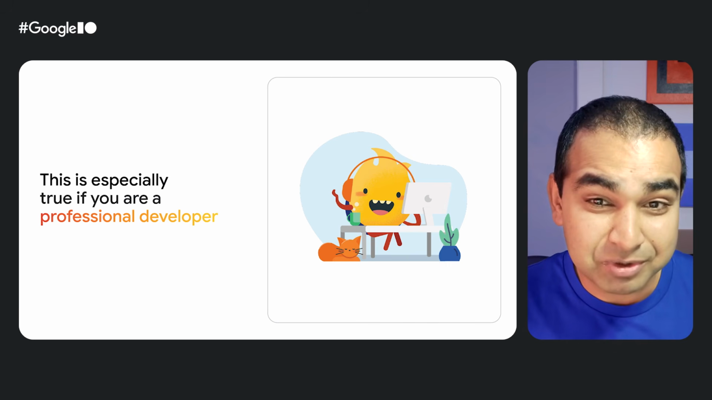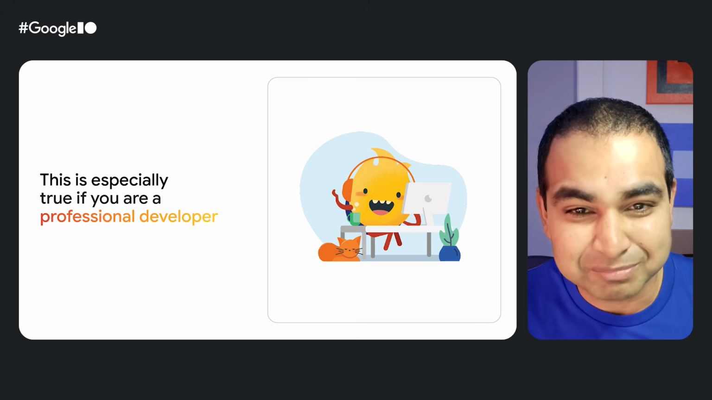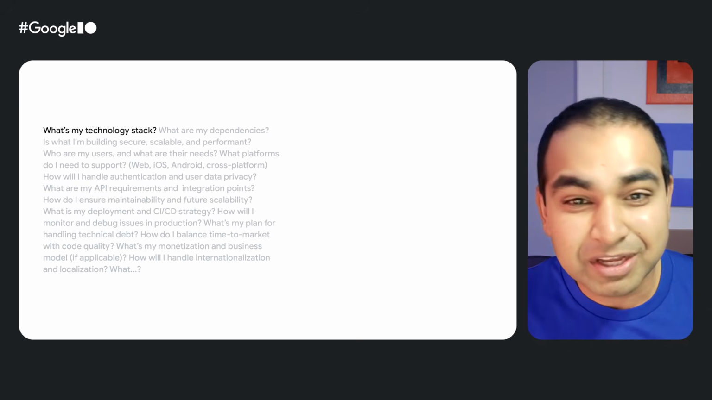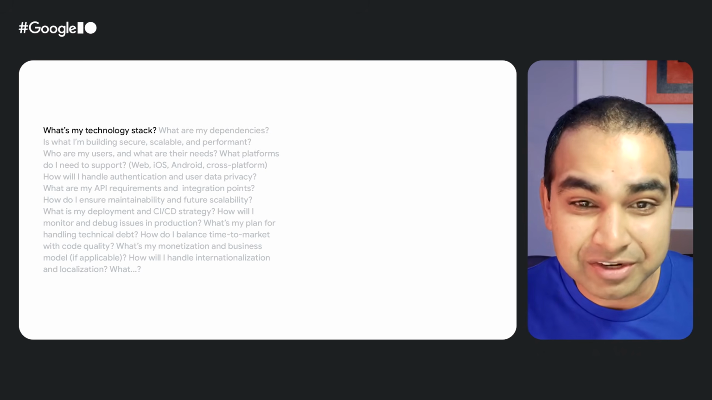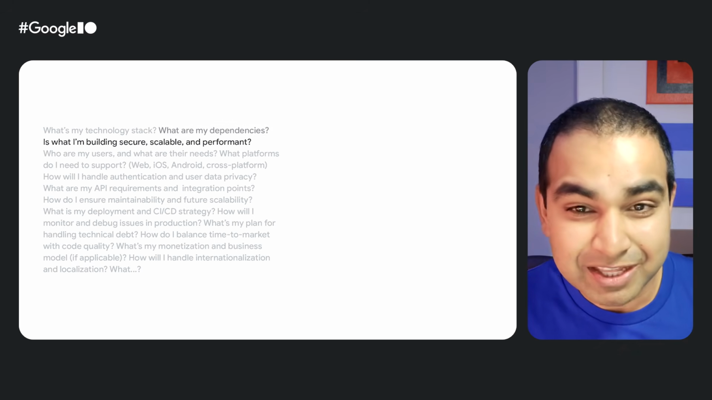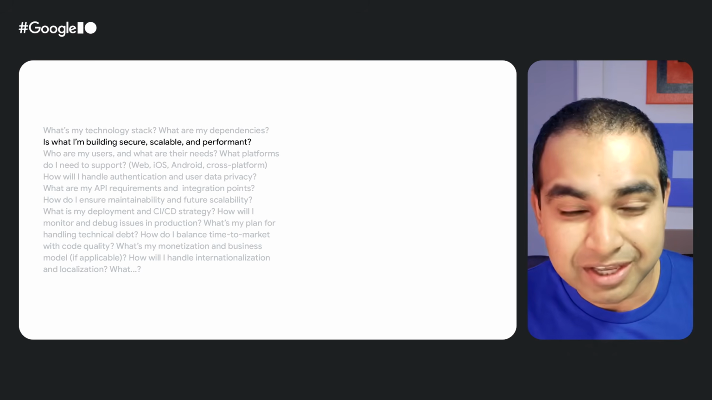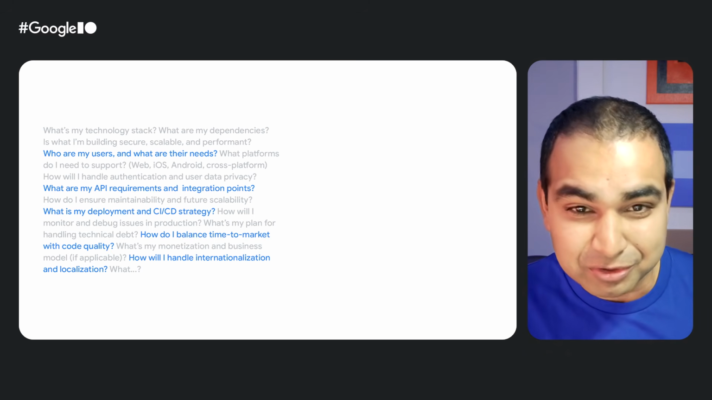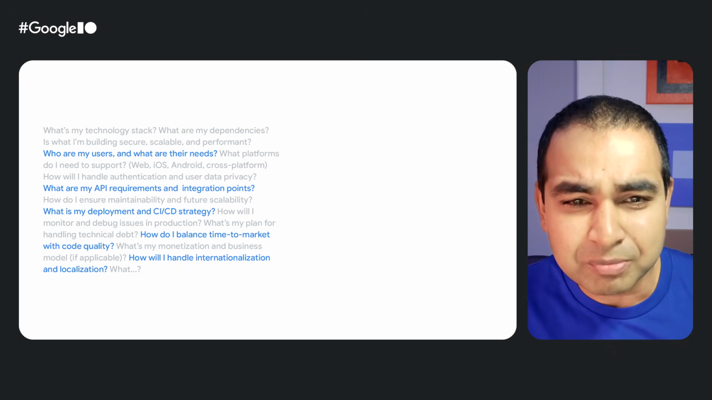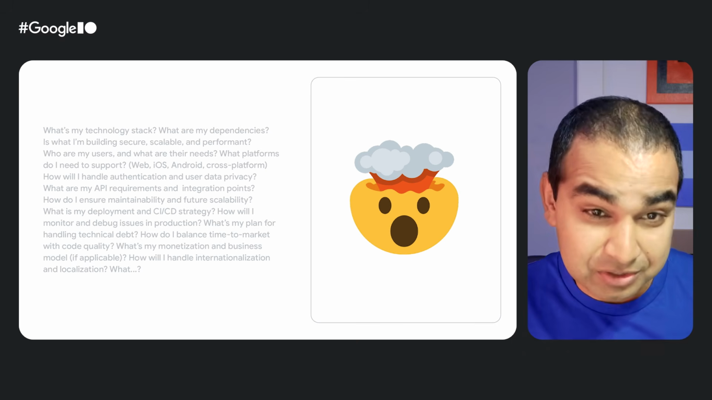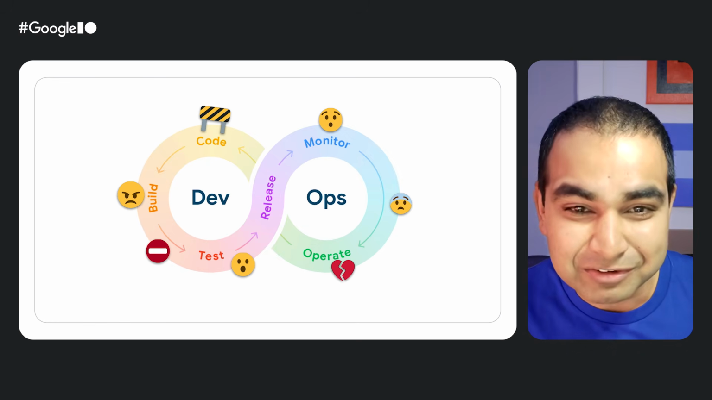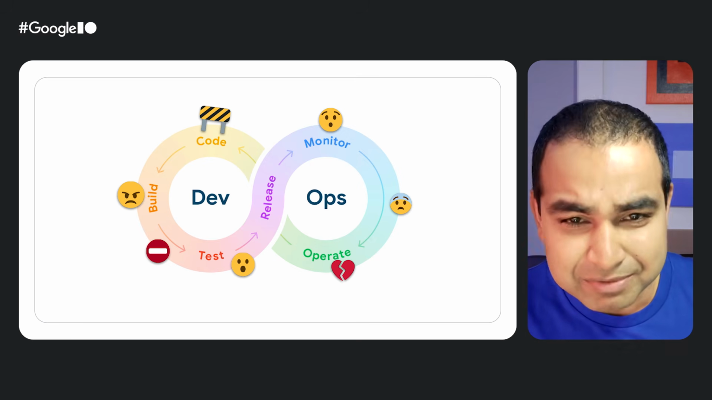This complexity is particularly frustrating if you're a professional developer. You and I don't have the luxury of skipping steps or cutting corners. Some of the complexities you need to wrangle include answering what your technology stack should be. What are your dependencies? Is what you're building secure, scalable, and performant? Depending on your project, your team, and the industry you're working in, the types of questions you need to answer can be numerous and varied. All of this can be hugely overwhelming. The software development lifecycle should be smoother and easier for all of us to navigate as we build our apps.